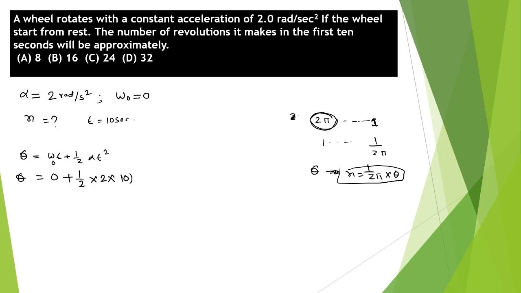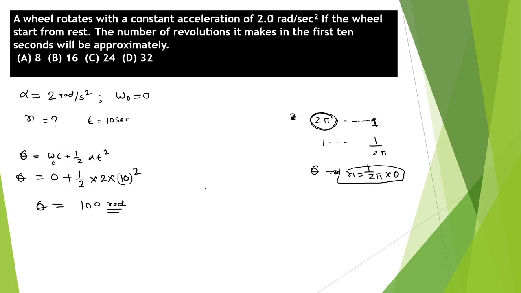And what is the time? That is 10 seconds, so it will be 10 square. Now if we solve this equation, it will be 100. What will be the value? That will be 100 radian. Got it. So now we have theta equals 100 radian, right?